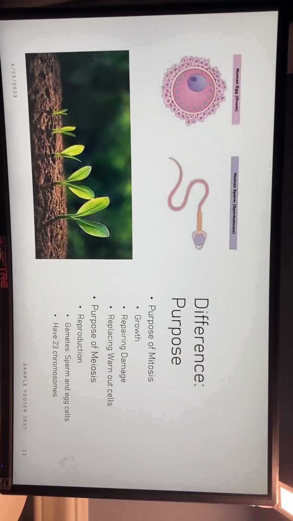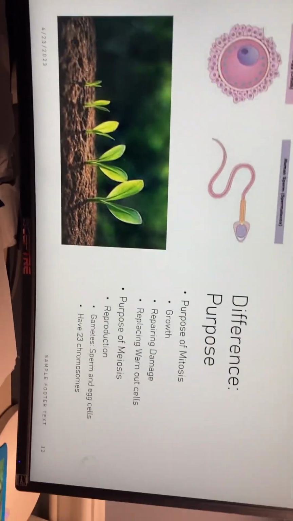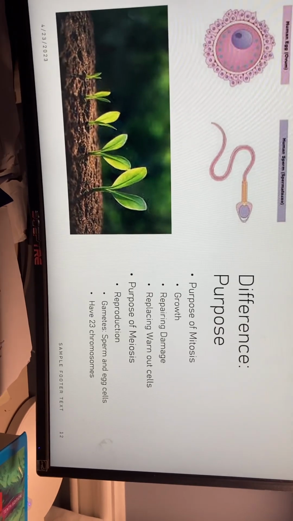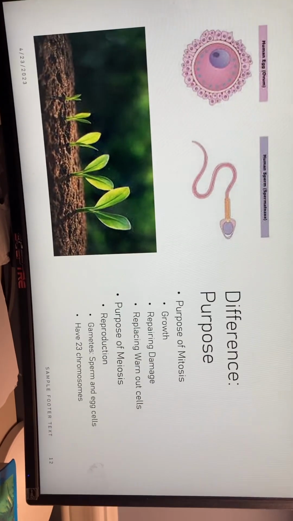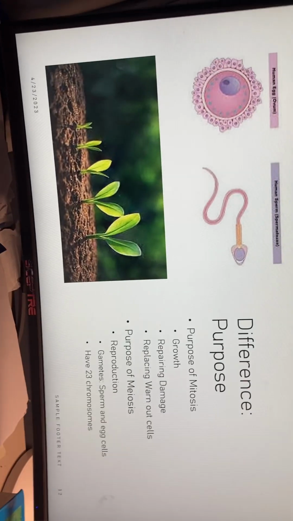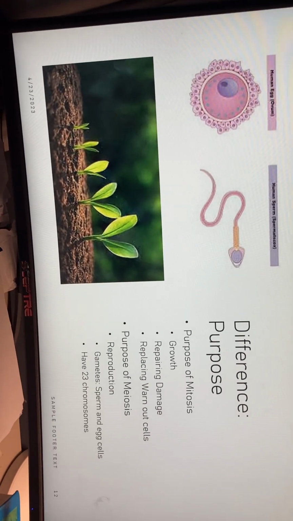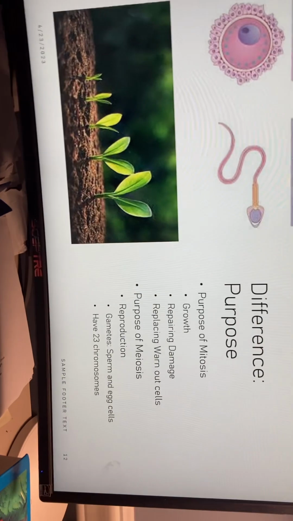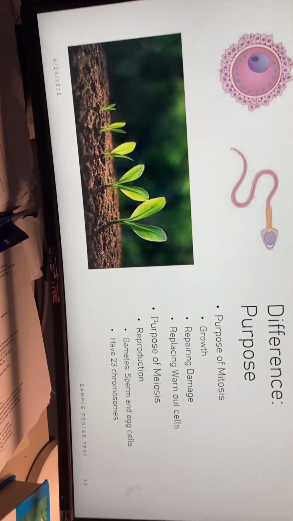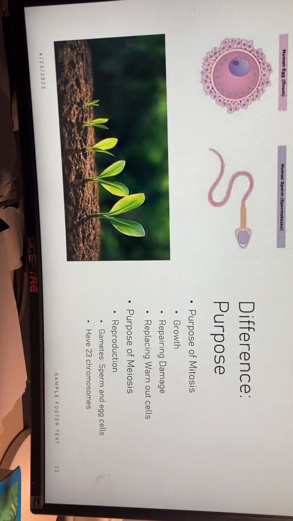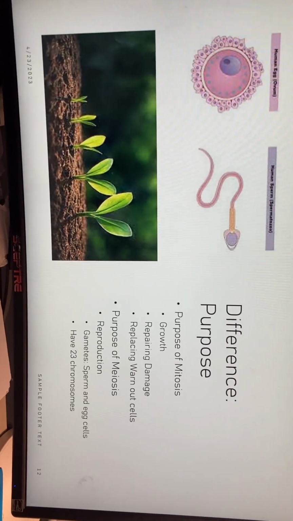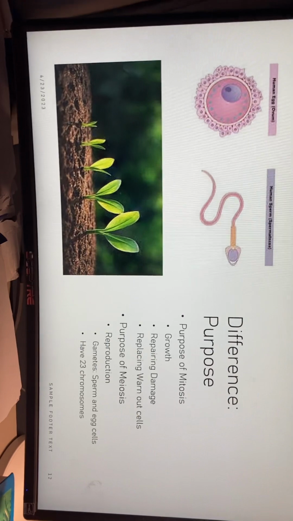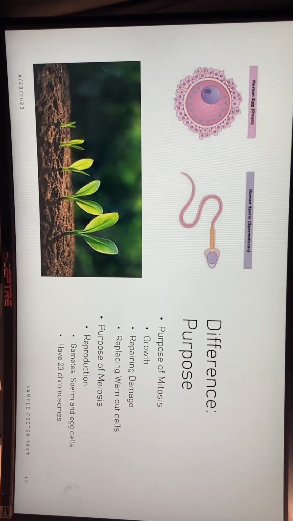Final difference is the purpose of both of these. The purpose of mitosis is growth. Without mitosis, I would be the same size I was when I was conceived. I'm pretty sure that's right. Basically, just the replication of cells can make me or a plant, like shown in the diagram, bigger and bigger and bigger. Besides growth, it can repair damage.